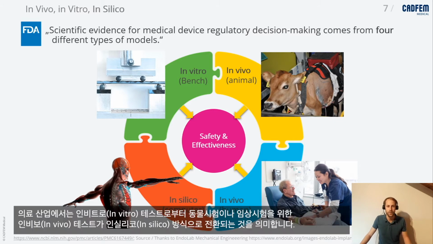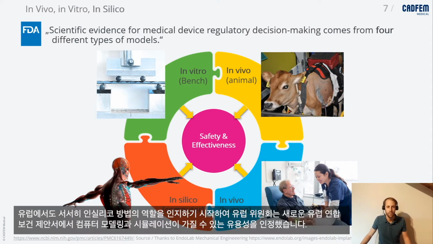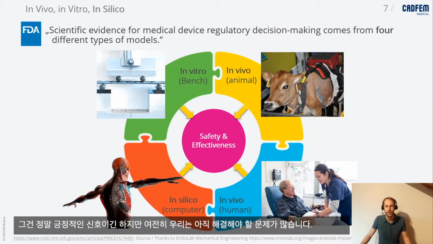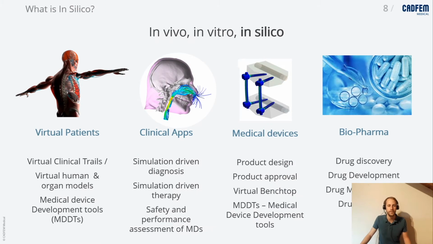For the healthcare industry, that means going from in vitro to in vivo for animal and human trials to in silico. In Europe, we are slowly starting to wake up. The European Commission recognized the benefits of computational modeling and simulation in its new European Union health proposals. That is truly a very positive sign, but we still have a lot to catch up on.